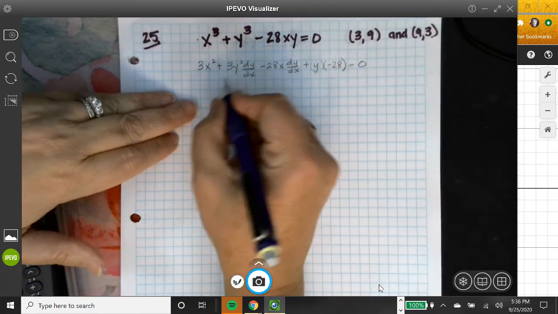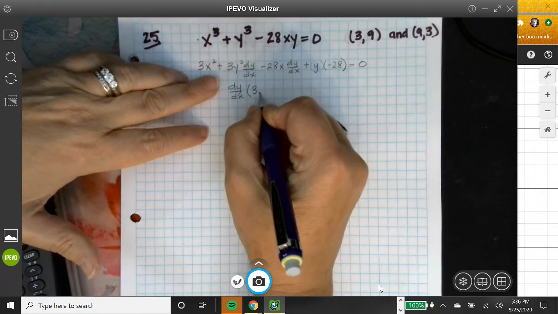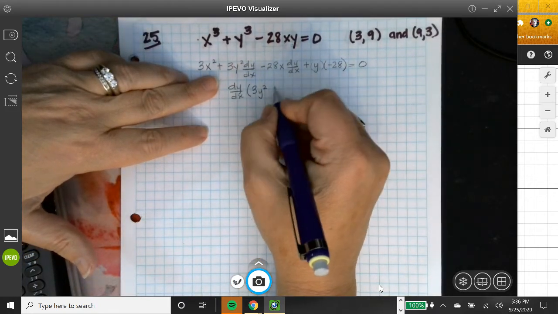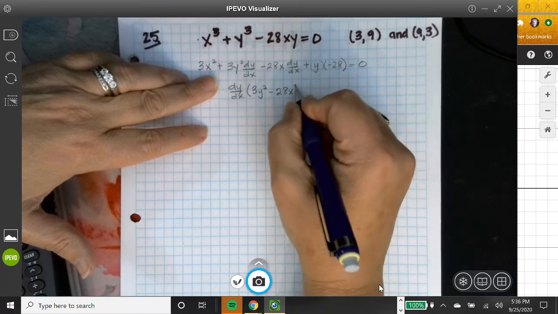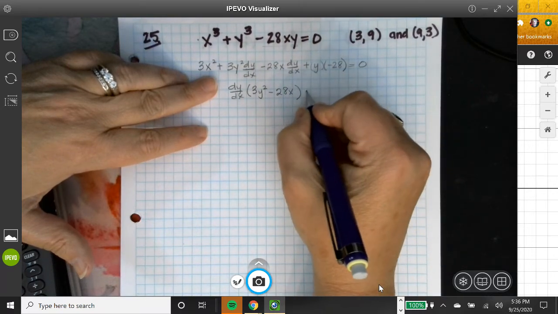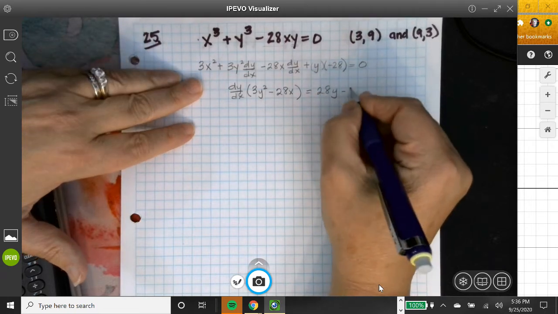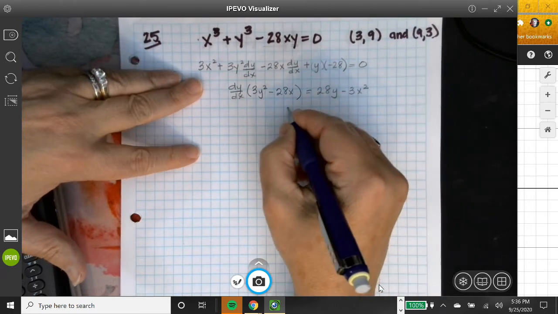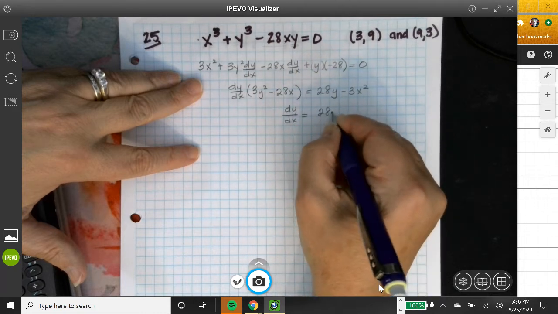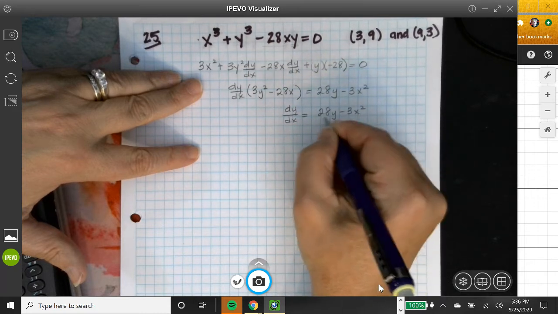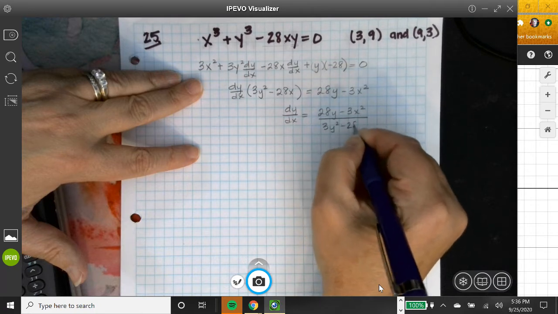Okay, now I'm going to collect the dy dx terms together and factor them out, and I get dy dx times 3y squared minus 28x equals 28y when I move this over to the other side, minus 3x squared. And so dy dx is equal to 28y minus 3x squared all over 3y squared minus 28x.